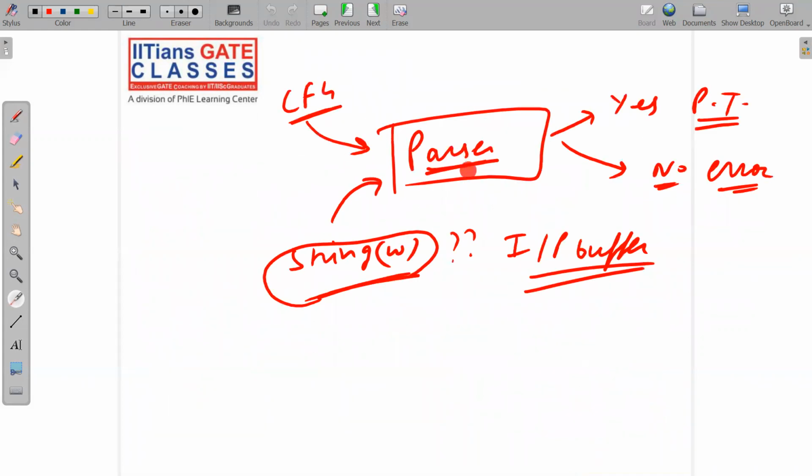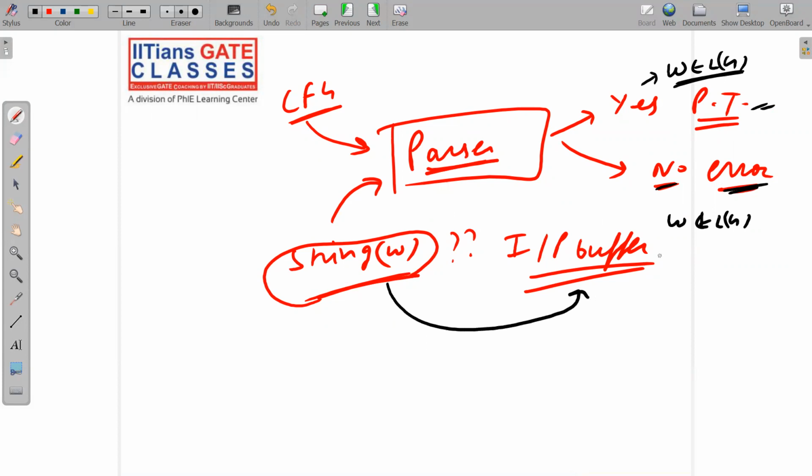So the main use of parser was it will take context-free grammar as input and a string as input, and it will say yes if this string belongs to the language generated by this grammar G. So if W belongs to L(G), language generated by grammar G, it will say yes and create a parse tree for it. And no, if W does not belong to L(G), then it will show an error message. So I think you have got the idea. And where will this string be stored? This string will be stored in the input buffer itself.